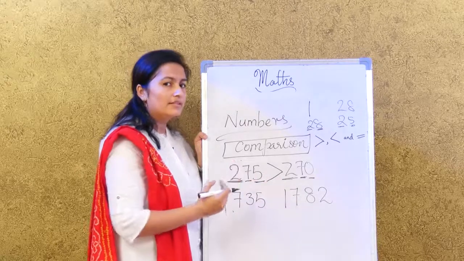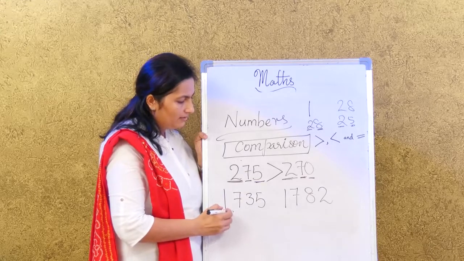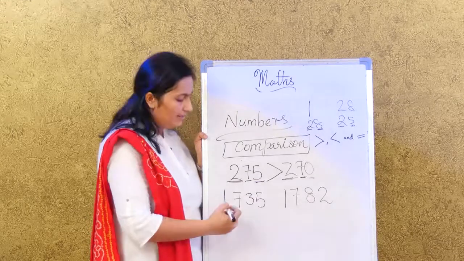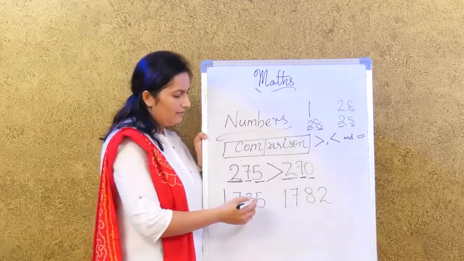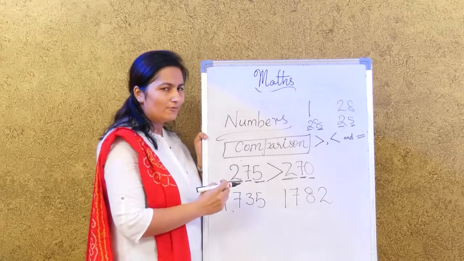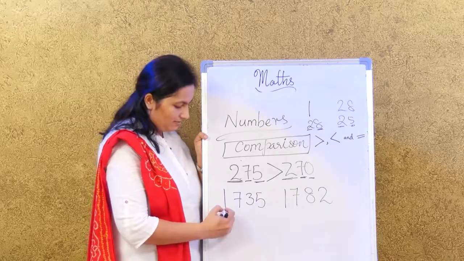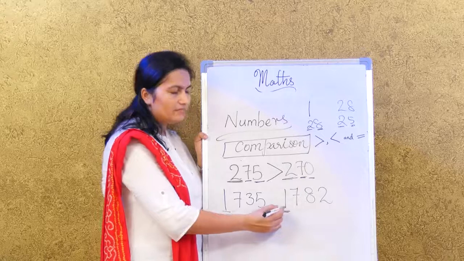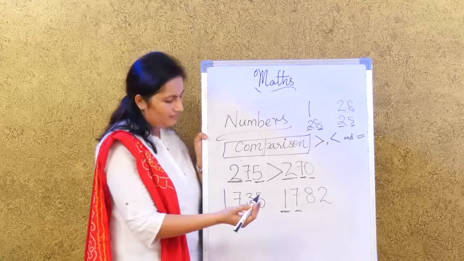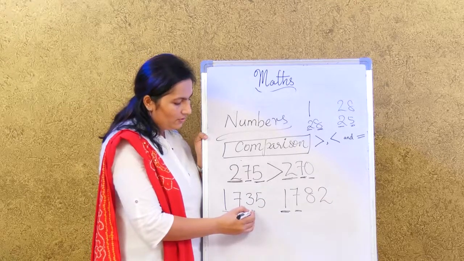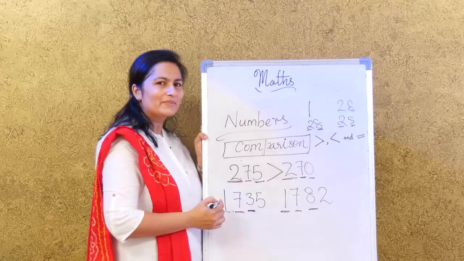Now, the second step that we look at is what they have. They are 4 digit numbers and they have very similar digits. 1 is there, 7 is there, 1 is there, 7 is there, then 3 and 5 are there. So, then how do we find out? That is when we use this technique: go from the 1000, same number, go to hundreds, again same number, go to tens, we got the answer.